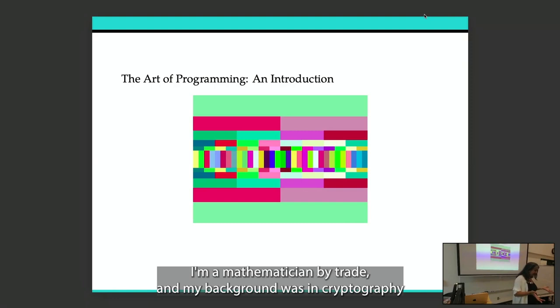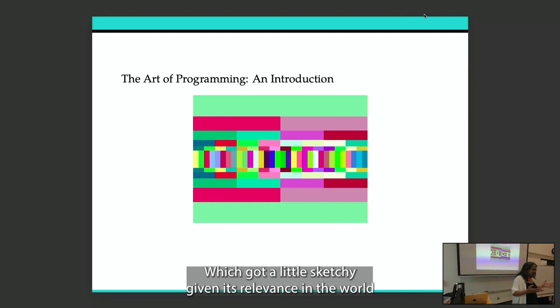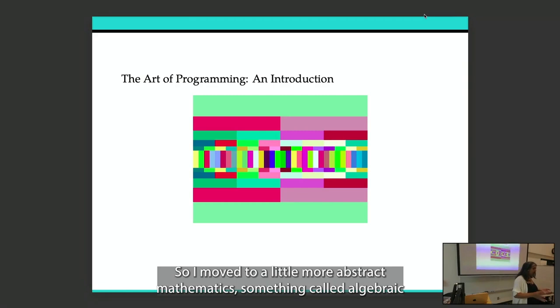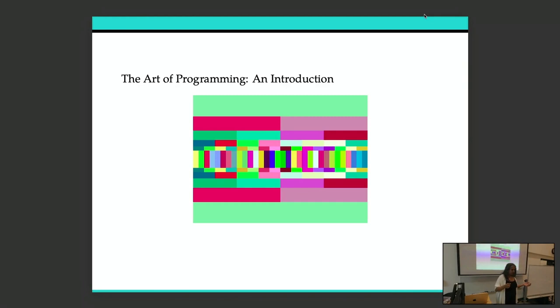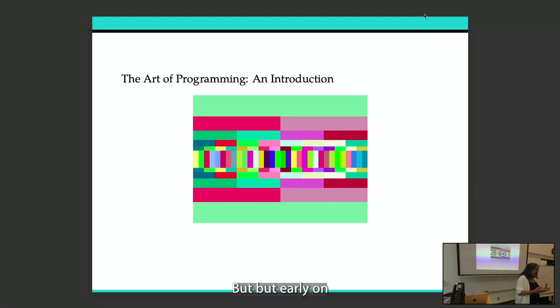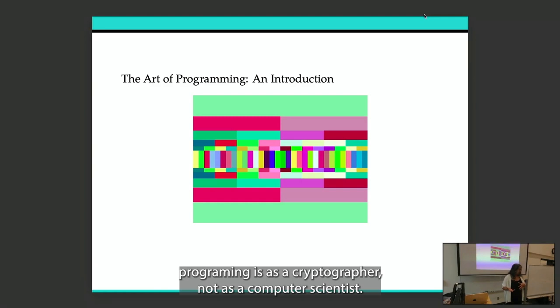My background was in cryptography for a long time, which got a little sketchy given its relevance in the world and the fact that I'm a foreign citizen for a lot of it. So I moved to a little more abstract mathematics, something called algebraic geometry, where what I studied was what happens when multidimensional universes collide, which is completely beautiful and useless. But early on, in the cryptography, I was very involved, so most of my experience with programming is as a cryptographer, not as a computer scientist.